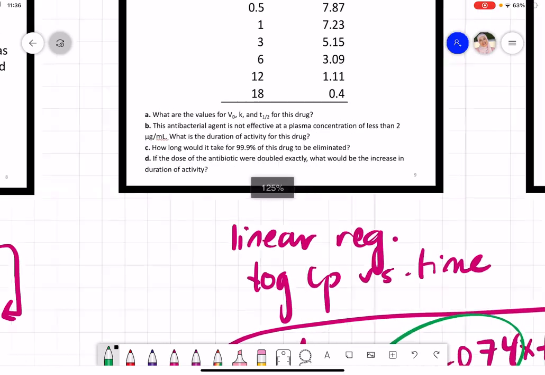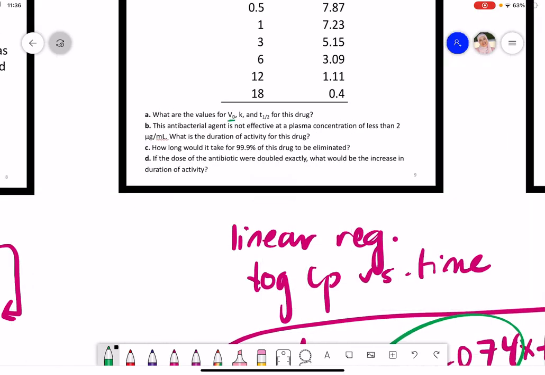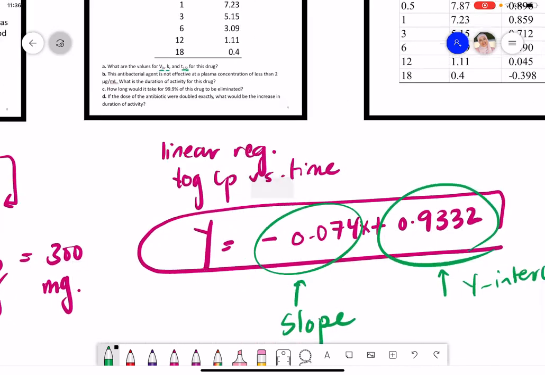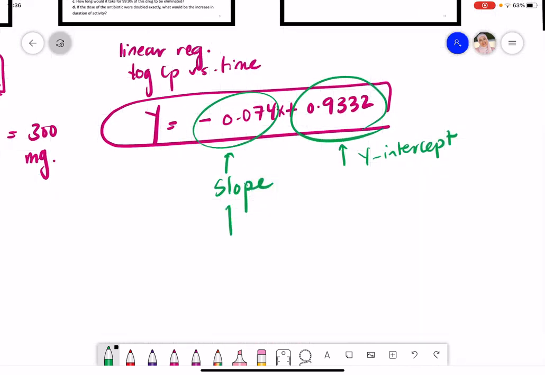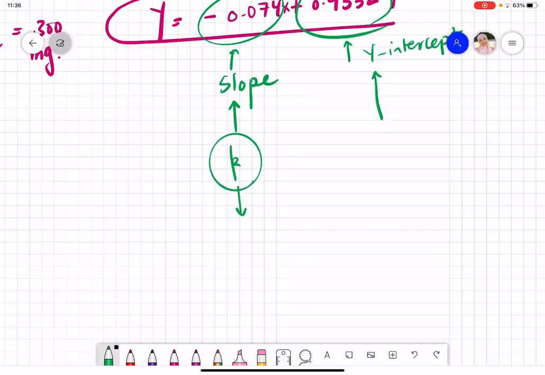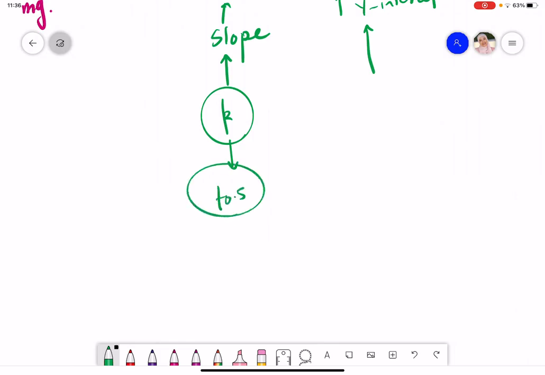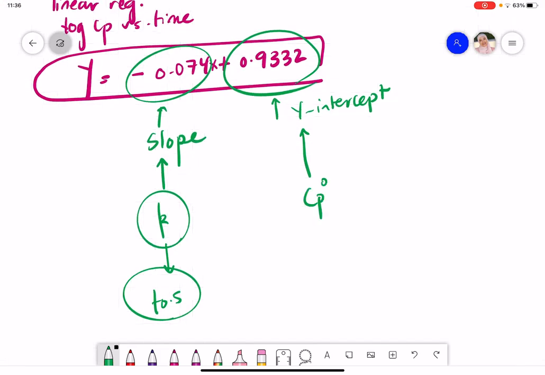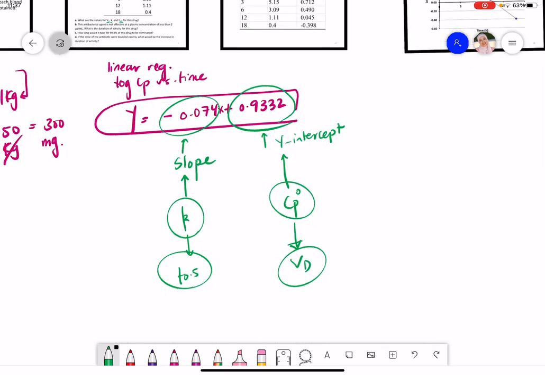The question is asking about VD, K, and the half-life of this drug, and I will write the final answers because we already talked about the way to determine this. Just to remind you, we use this to determine K. From K we can determine the elimination half-life, and from this we can determine CB node, and from CB node you can determine VD.